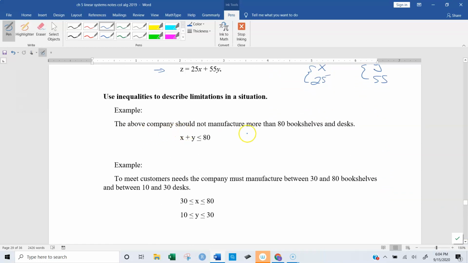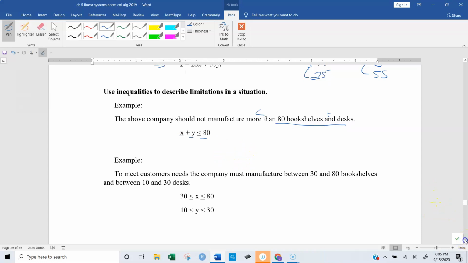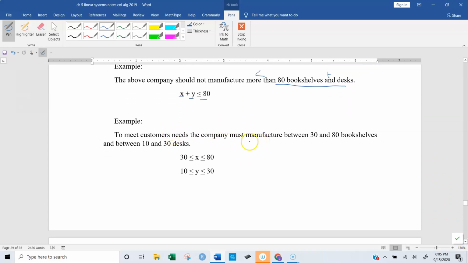The company should not manufacture more than 80 bookshelves and desks. Generally, this would all be one paragraph; we're breaking it apart. So not more than means it has to be less than. Bookshelves and desks means I'm going to add them together. So the bookshelves plus the desks have to be less than or equal to 80 total. One equation. Then it says the customer's needs must be met between 30 and 80 bookshelves and between 10 and 30 desks. So X is between 30 and 80. Y is between 10 and 30. Actually, four more lines there technically.